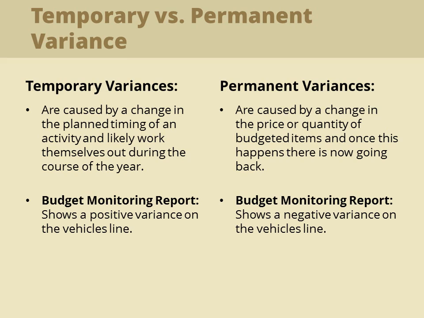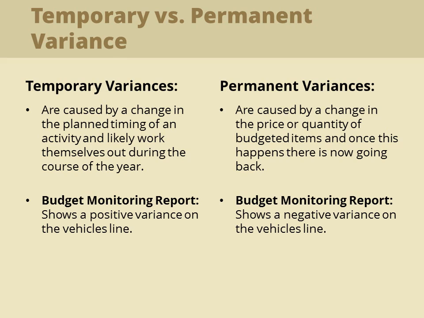Variances caused by changes in the price or quantity of particular budgeted items generally fall into the permanent variances category because once this has happened, there is no going back. The only way to recover the situation is to make an action plan, for example, to reduce spending on future items. These variances are therefore generally more serious and management attention and corrective action is required.